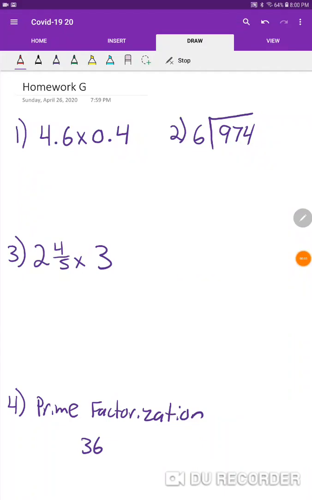All right, fifth graders, let's correct homework G. All right, question number one. Question number one is, what is 4 and 6/10 times 0 and 4/10? So think, what is your rule for multiplying decimals?